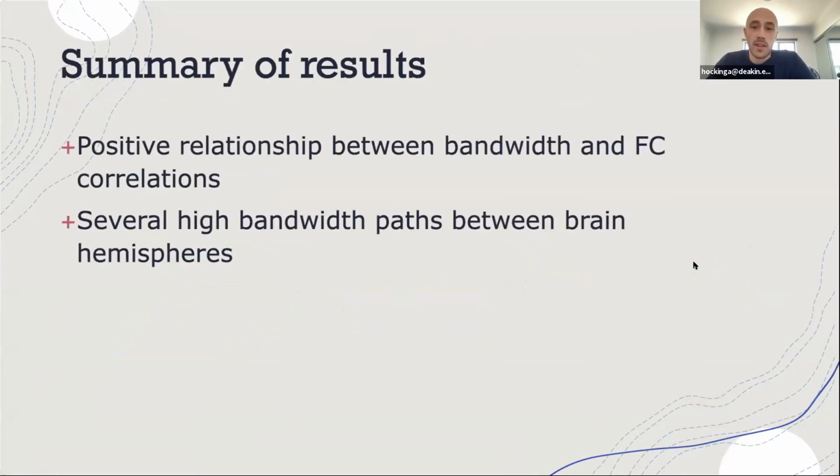So a brief summary of what we found was there was a positive relationship between the bandwidth and the strength of the functional correlations of the different regions. And we also found several high bandwidth paths that travel across different brain hemispheres when there weren't any shortest paths from those regions across those hemispheres.